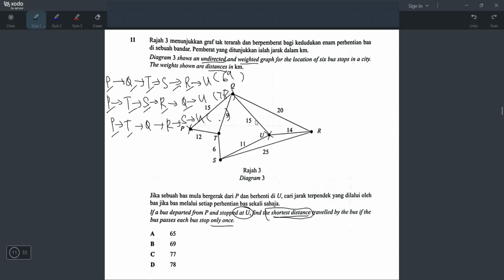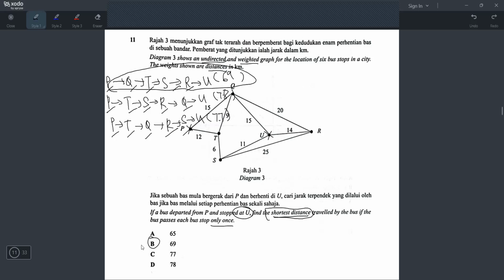P to T, let's go P to T 12 plus with T to Q. T to Q is 9, okay, and then plus with Q to R, okay, 20, I'm pressing my calculator, and then plus R to S, which is 25, and then plus S to U, which is 11. Okay, when you press equal, the calculator will give you 77, right? So I think it's very obvious which one is the shortest distance. This one is the shortest distance, so the answer is 69.